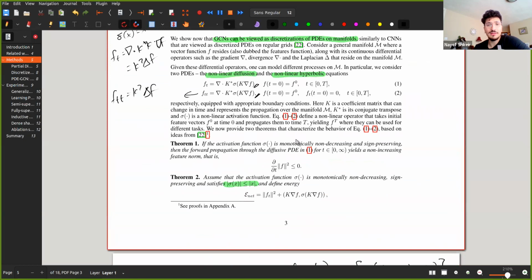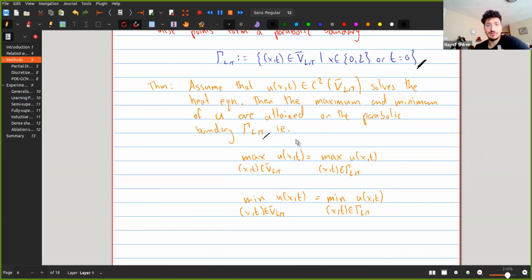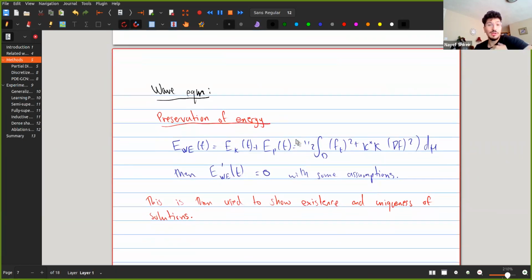And the second one is the hyperbolic equation, so just the wave equation. The super important property on this one is the preservation of energy. If you write the total energy in your system as the sum of the kinetic energy and the potential energy, then the time variation of your energy is going to be equal to 0, with some assumptions, such as the existence of integrals and so on. This is really important because you can use it to show existence and uniqueness of solutions with the wave equation.